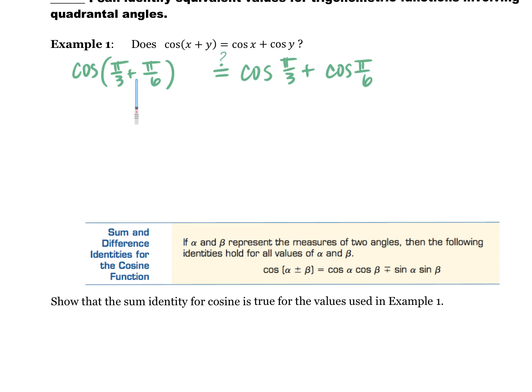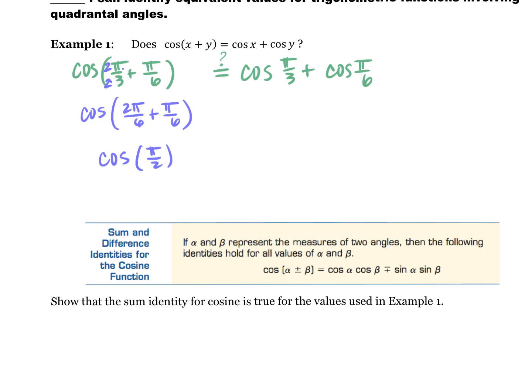Let's simplify this left side. Pi sixths plus pi thirds. We can multiply the left side by 2. It's going to be 2 pi over 6 plus 1 pi over 6. It is giving 3 pi over 6, which is 1/2 pi. So it is the cosine of 1/2 pi, y'all.